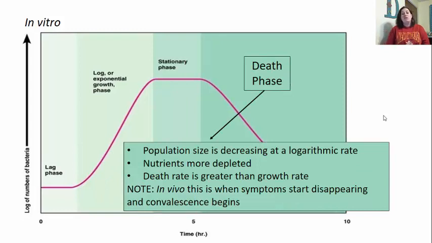The last phase is known as the death phase. This is where the population size is decreasing, but it's decreasing, if you'll notice, at a logarithmic rate. It's going down, all right? And it's going down pretty steadily. The nutrients become more and more depleted, and the death rate now is way greater than the growth rate. In vivo, this is when symptoms start to disappear, and we call this the convalescence time that begins. Now, a person can still expose somebody else and sometimes pass it on to somebody else, but they don't actually have real true signs and symptoms of the disease anymore.